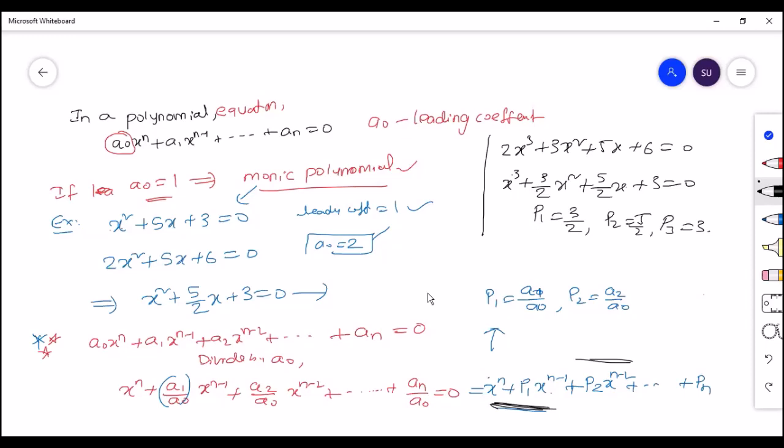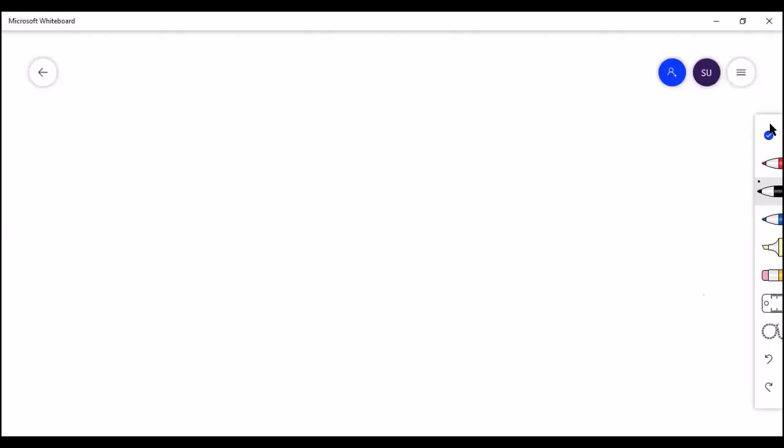Here you need to understand. So finally we can consider an nth degree monic polynomial, that means leading coefficient 1, as x power n plus p1 x power n minus 1 plus p2 x power n minus 2 plus and so on, pn is equal to 0. This is a monic polynomial of degree n.